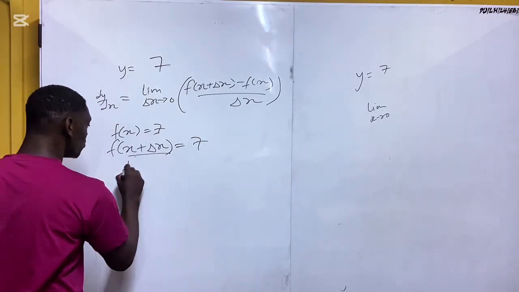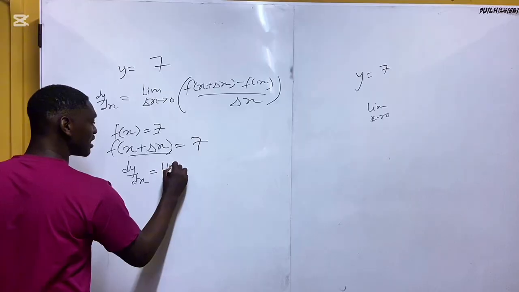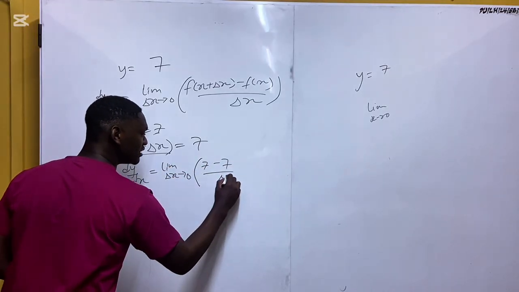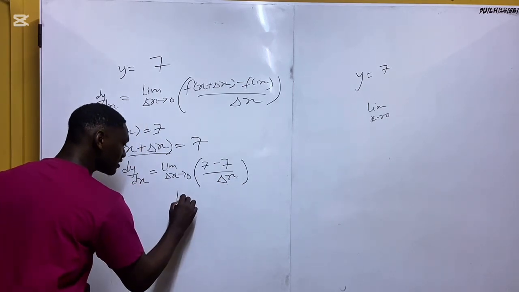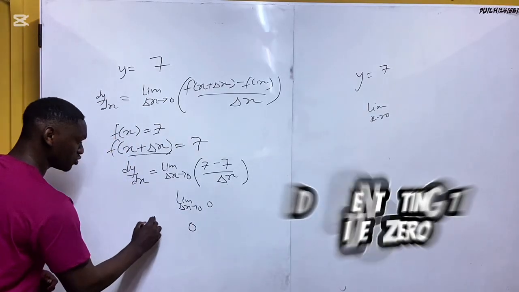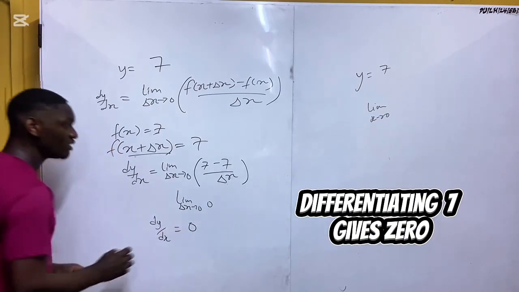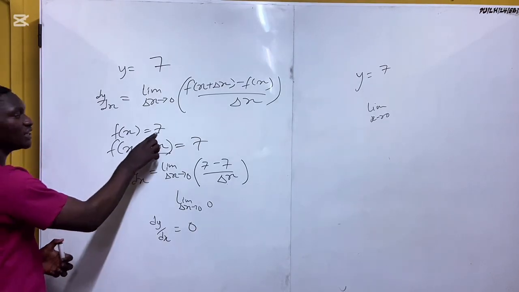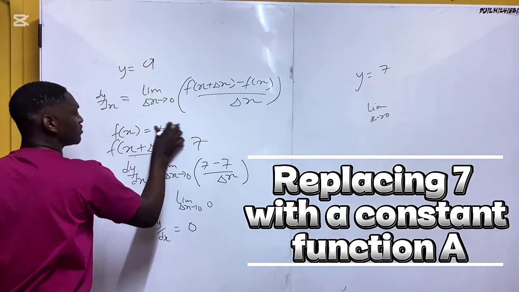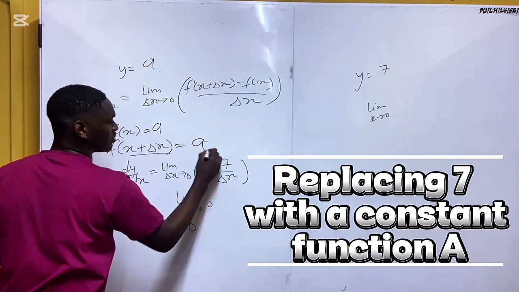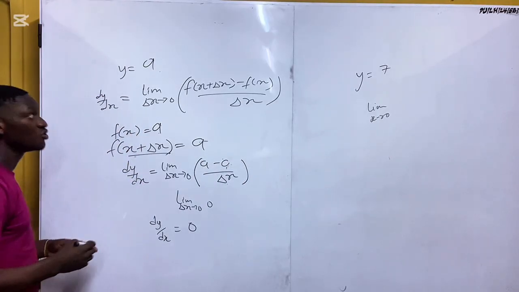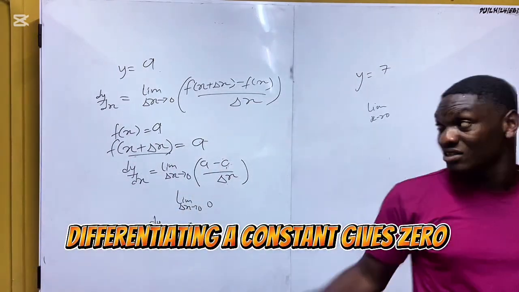Alright, so dy dx becomes limit as change in x approaches 0 of 7 minus 7 divided by change in x. This gives us limit as change in x approaches 0 of 0, which is 0. So dy dx is 0. And it's not only for 7. You realize that if there's any constant here, you won't have an x there. So replacing 7 with a, the idea still holds, and you get 0. So when you differentiate any constant at all, you get 0.